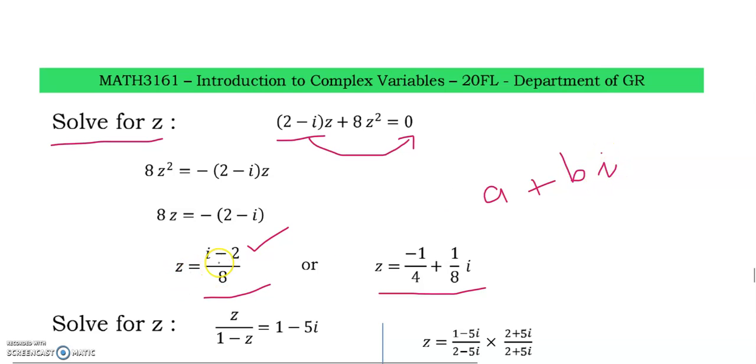Here z equal to, what is the real part here? Minus 2 by 8, that is minus 1 by 4. So this is the real part, minus 1 by 4, plus what is the imaginary part? 1 by 8, that is 1 by 8 i. So now this is the complex number in the form of a plus bi of the given equation. So this is the value of z. So we did solve for z.